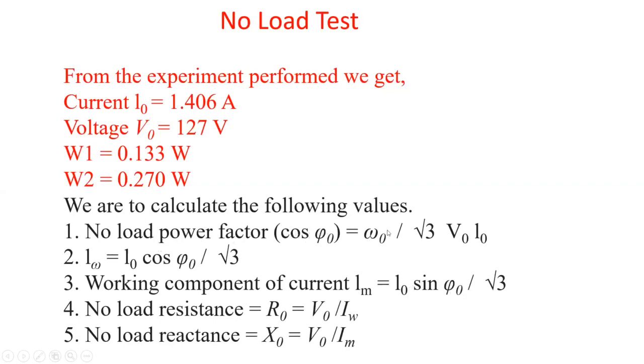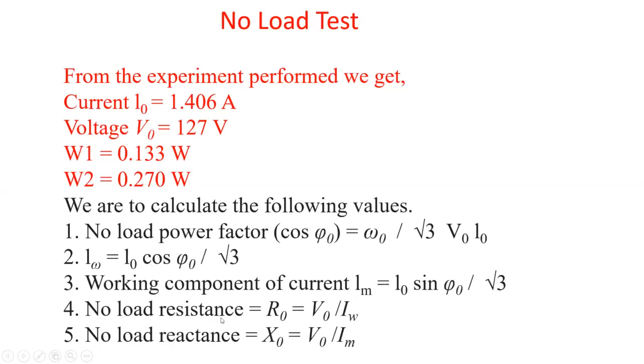That is cos inverse of this particular quantity. That will be 50. Take sine of that. So sine of 50 you will be able to calculate. Multiply by this I0. So you will be able to calculate this working component of current Im.